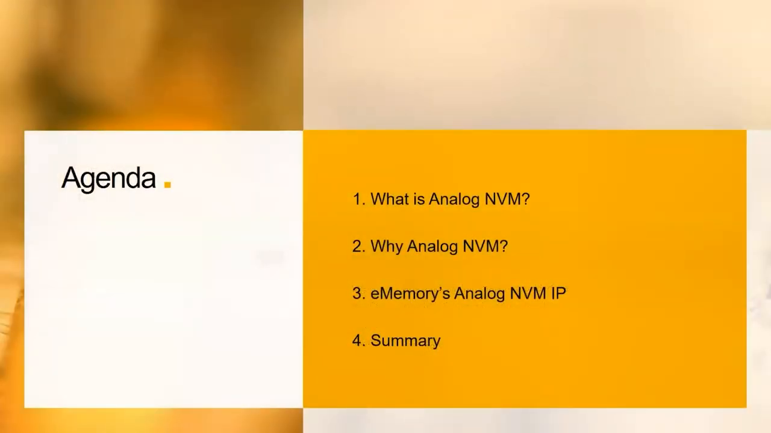First of all, I will briefly introduce what analog multi-memory is. Then I will explain why AI chip needs analog multi-memory, its benefit, and the target market for edge AI chip application. Then the third topic is eMemory's analog multi-memory IP, where I will show some key IP features and the silicon data. Finally, I will summarize how to realize CIM on eMemory's analog multi-memory IP.